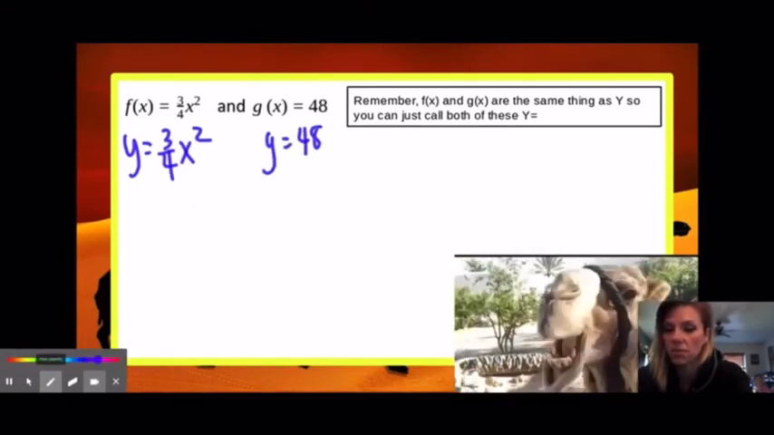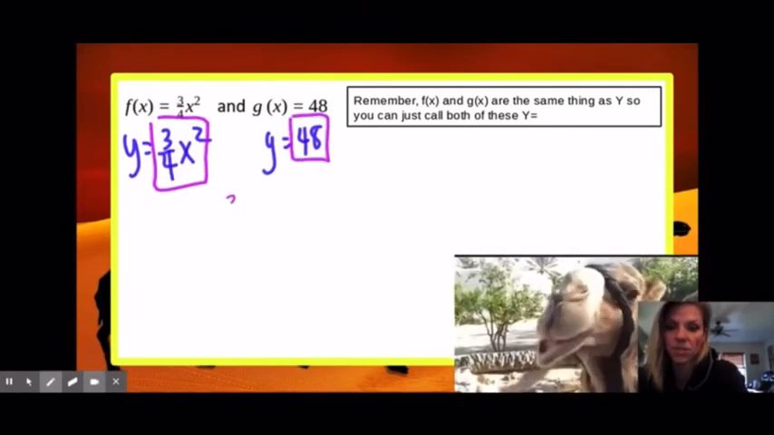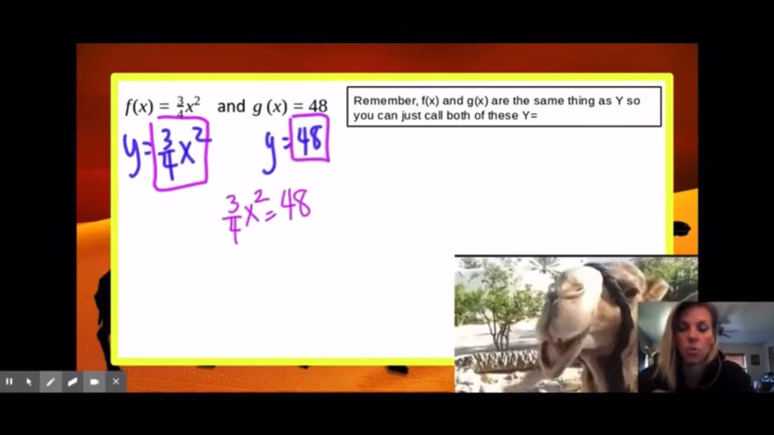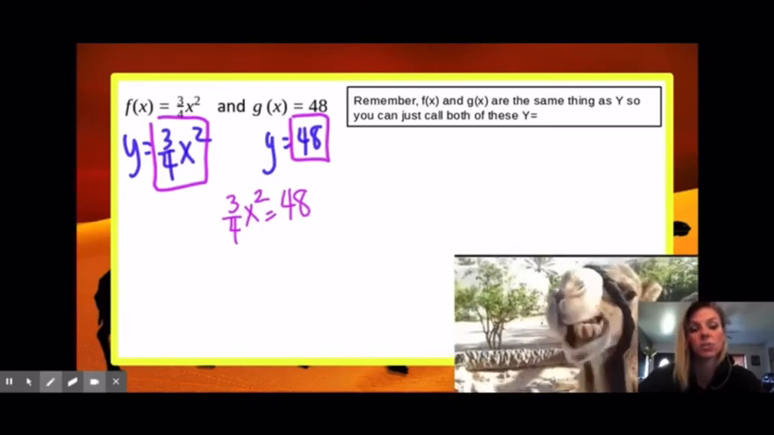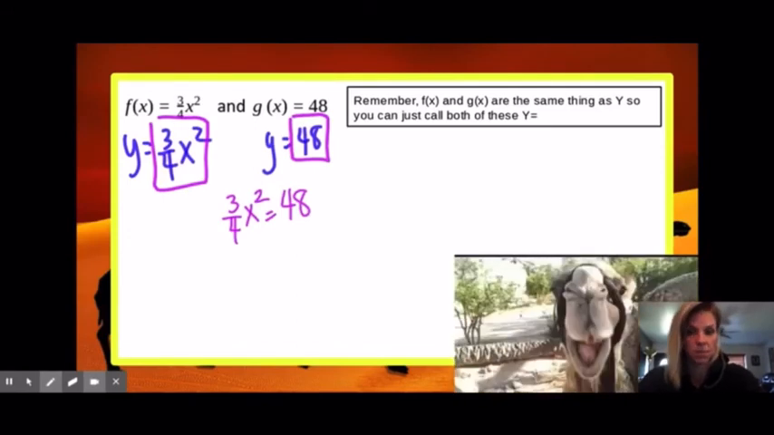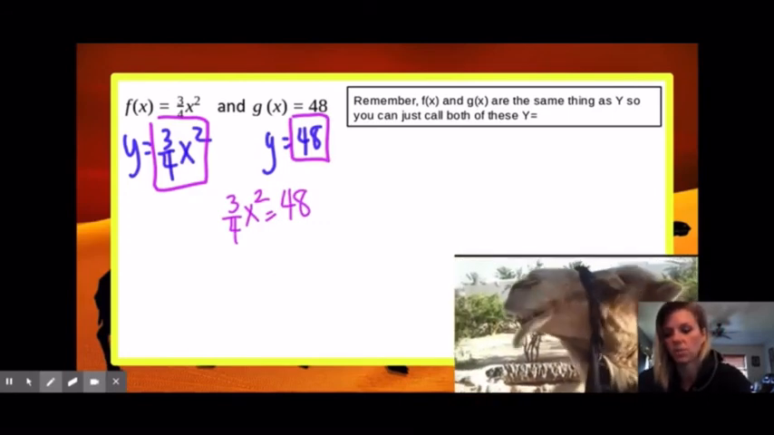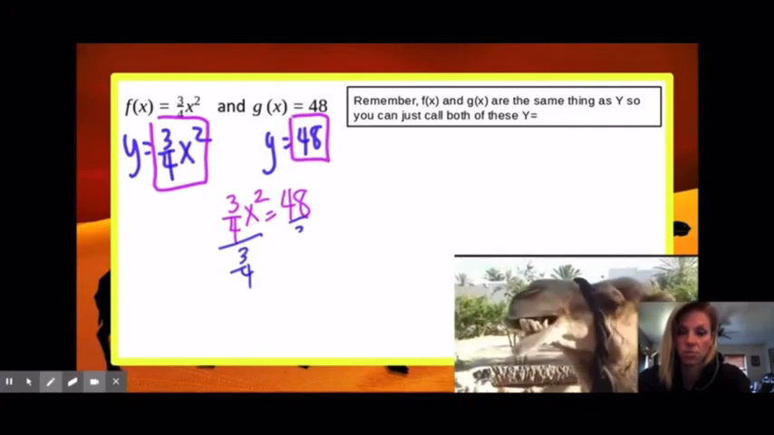So they're both solved for y. I'm going to take these pieces and set them equal to each other. In other words, 3 over 4 x squared equals 48. Well, for this one, again, notice I only have an x squared. If you only have an x squared, then you can do the same steps we did in the last one. You can just get x squared alone and take the square root. Well, how would you get x squared alone? Couldn't you just, in one step, divide by 3/4 or 0.75?